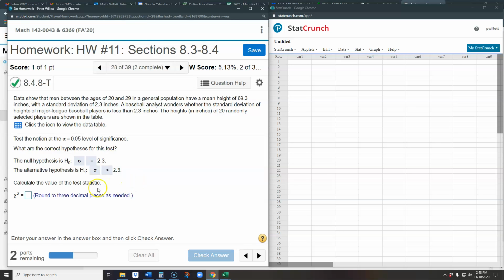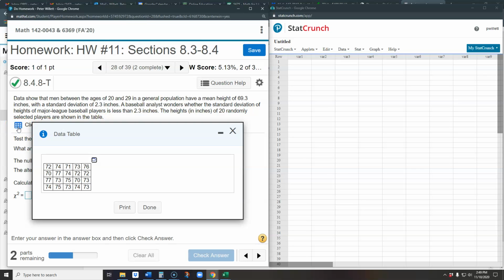So now that we've set our hypotheses, it wants us to calculate the value of the test statistic. The test statistic is the distribution score you would get based on the data in your sample, assuming the null hypothesis is true, the standard deviation in this case being 2.3. As they show us in the notation, this is a chi-square distribution, so that helps us know what we're doing. A chi-square distribution is what you use for variance, right? The sigma squared is the variance. But they've given us a table of data.